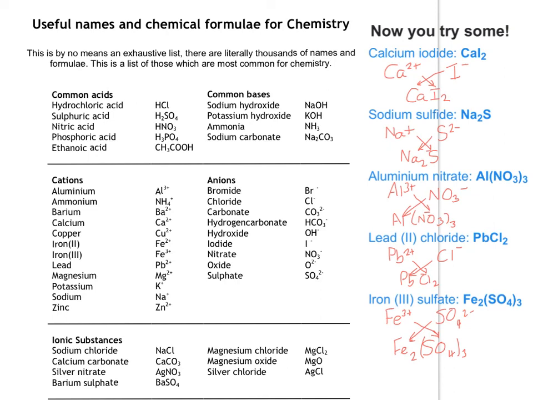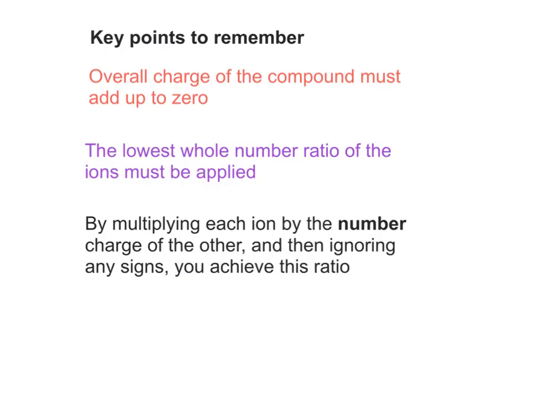So it's a nice sort of shortcut to helping you find what will actually end up with an overall zero charge. So again, to remind you, you're looking for the smallest whole number ratio needed for the charge to add up to 0 for the formula unit. So the formula unit would be PbCl2, for example, or Na2S, just to take 2 examples we've just done. So key points to remember: overall charge of the compound must be 0. The lowest whole number ratio of the ions must be applied. And to do this, you multiply each ion by the number charge of the other and then ignore the signs, and it gives you the ratio.